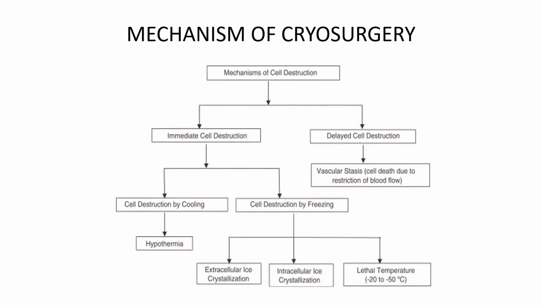Mechanisms of cryosurgery. أنا اختصرتها بهذا الجدول أحسن مما حاجة طويل فراح أشرحها أنا بهاي الطريقة. عندنا نوعين لو immediate cell destruction لو delay. فأكو طريقتين إنه immediate cell destruction أما عن طريق الكولينج البرودة العالية عن طريق الهايبوثيرمي أكيد لو بالفريزنج وبيها ثلاثة أنواع هاي الفريزنج: extracellular أو intracellular ice crystallization وكو بالليثال temperature اللي هي من -20 لناقص 50 تقتل الخلية. الديليد سيل ديستركشن شلون هاي تصير؟ يسوي vascular stasis بحيث الدم ما يوصل هالخلية فتموت ينقطع عنها.